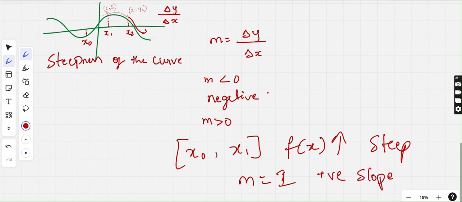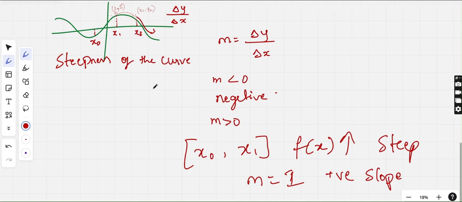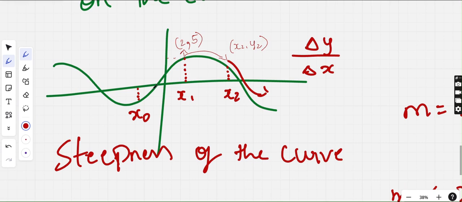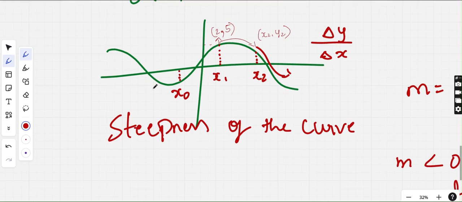So this is the intellectual understanding we should have of the slope. Slope is usually an average rate of change between 2 points over the curve. These 2 points are enough to understand the behavior of the curve, whether it's decreasing, increasing, or not changing at all.